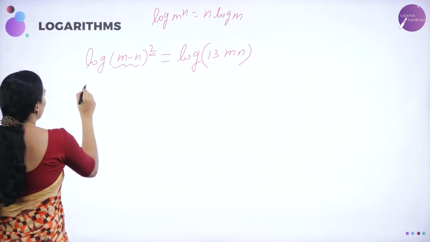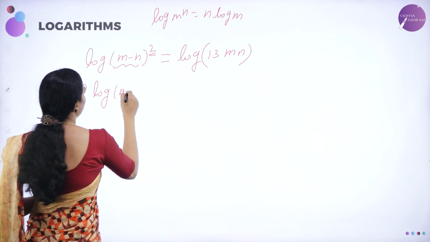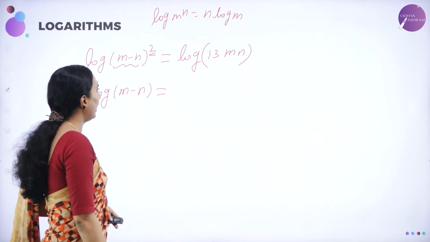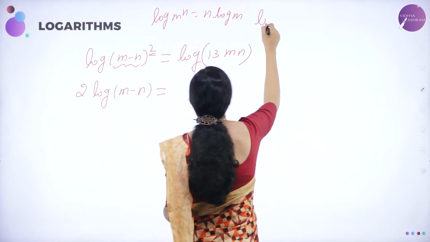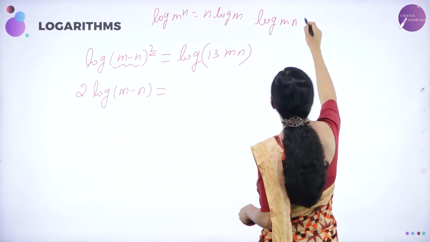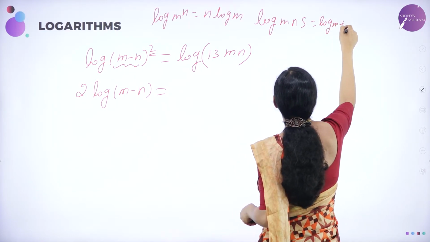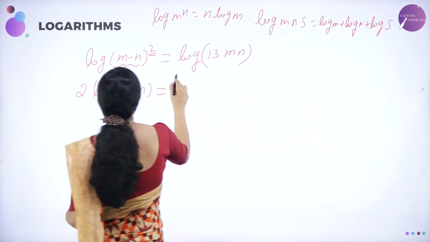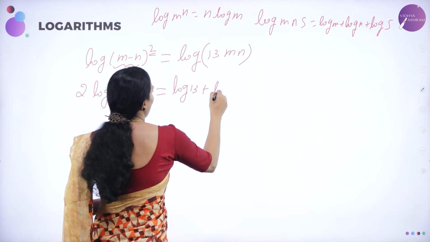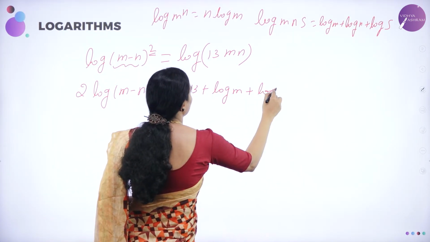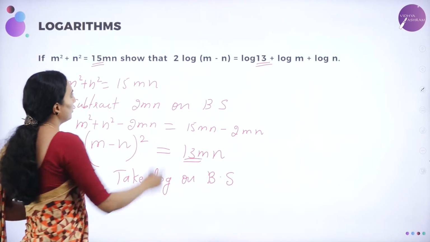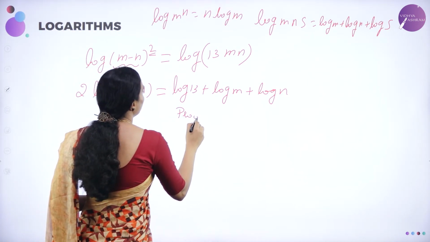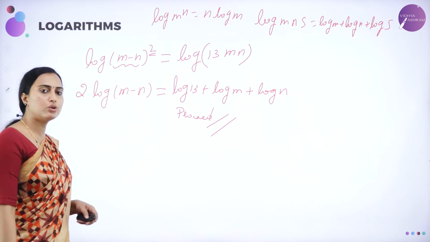So by writing that, 2 log (m minus n) is equal to, this I can write as what? I can write this as log 13 plus log m plus log n, since log of mn is log m plus log n. That's it, according to that. Log 13 plus log m plus log n. So this is the proof. That's what they have asked here. Correct? So this is the proof. That's it. Proved. Any doubt in this do you have?